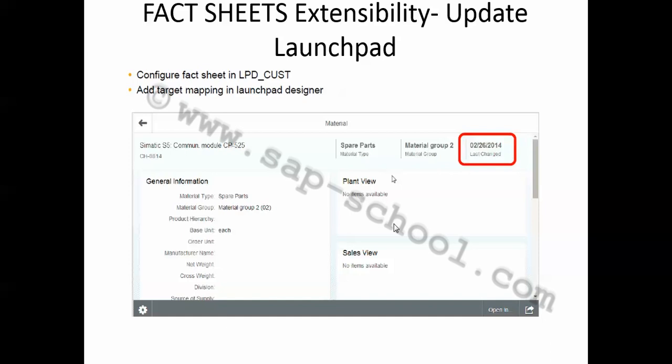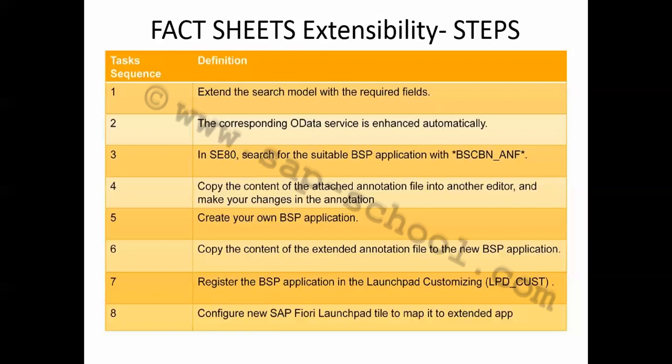After that, once the modification to the annotation file has been completed, we would then update the Launchpad configuration, by configuring the fact sheet in LPD cust and finally adding the target mapping in the Launchpad designer. After that we should be able to see our changes in the Launchpad. So we have to basically add the target mapping. So now these are the high level steps for the fact sheets extensibility.